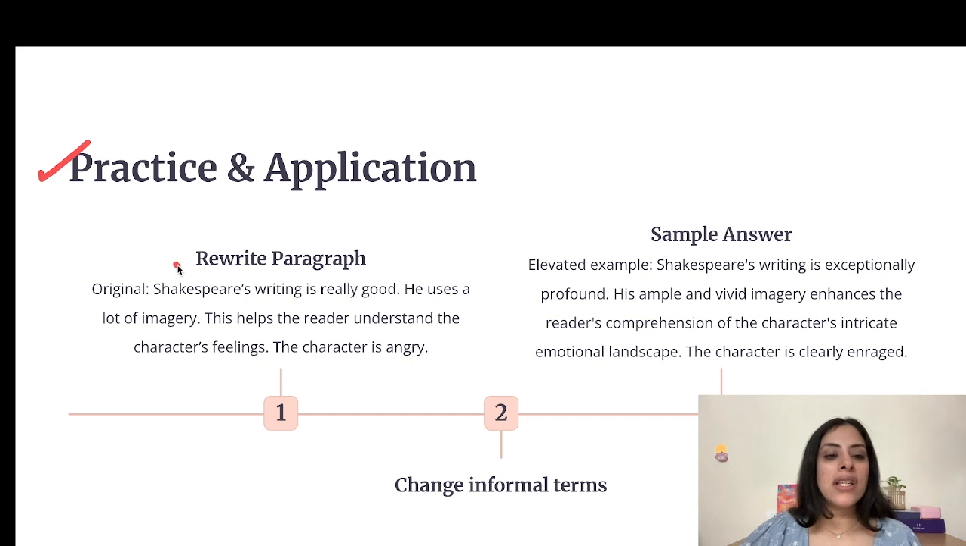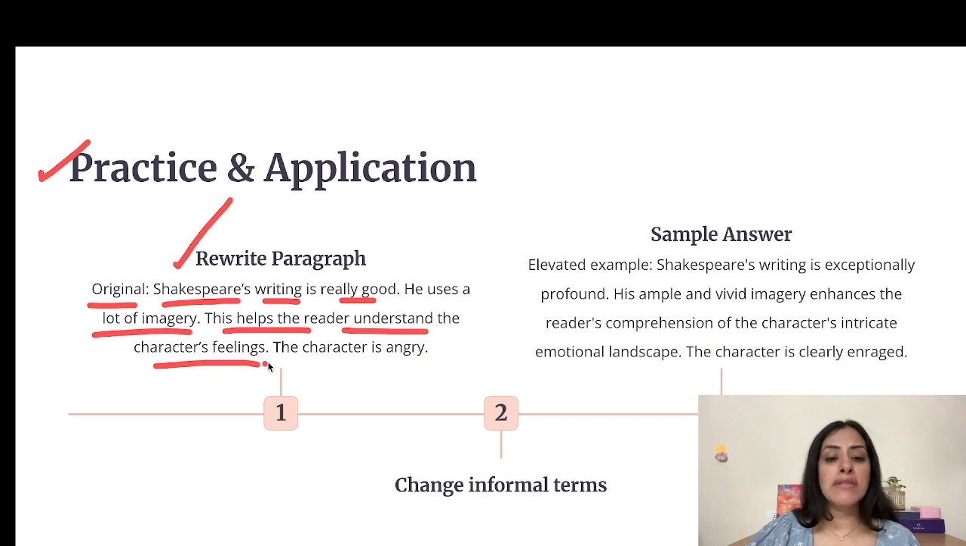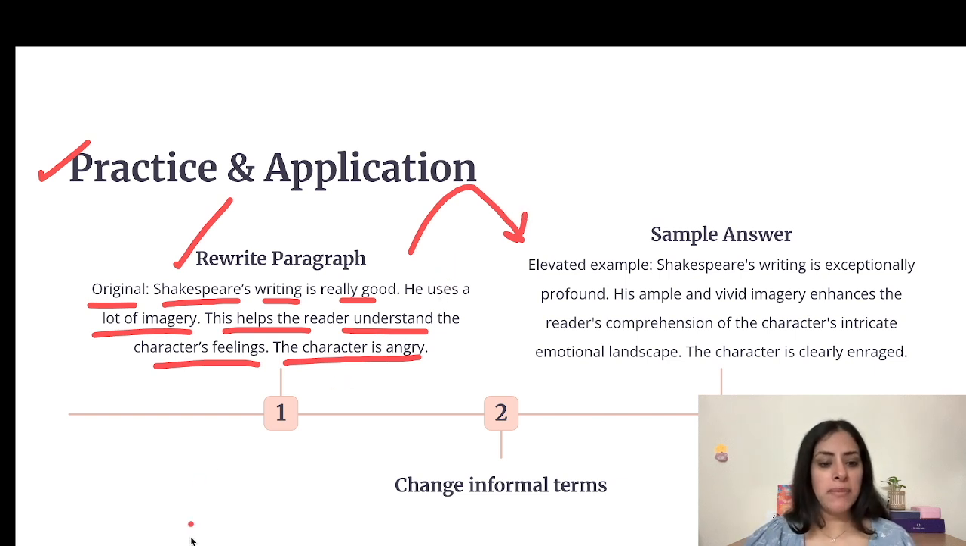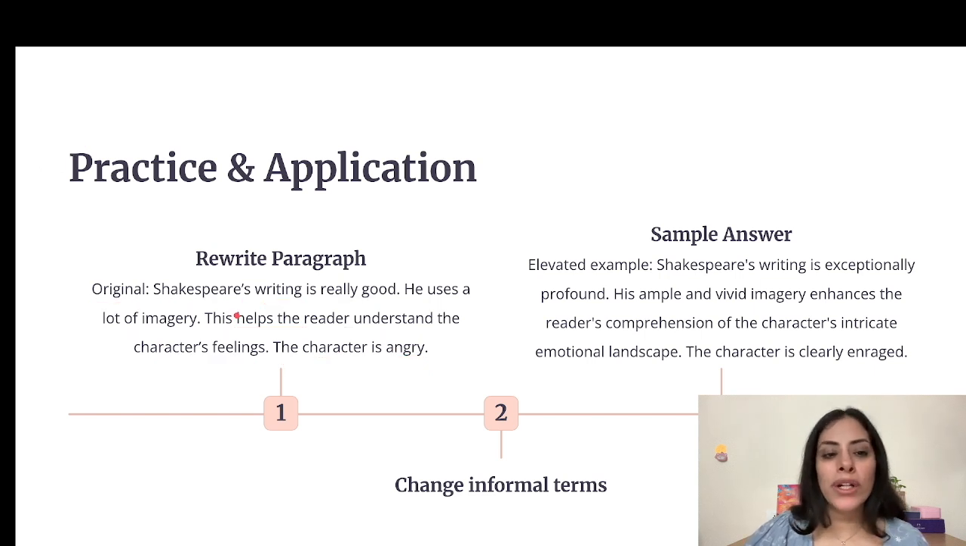So there's a question which I have for you, and I will share the answer with you. The original one is: Shakespeare's writing is really good. He uses a lot of imagery. This helps the reader understand the character's feelings. The character is angry. So this is how a student would write, but we should always try to make it better. So an elevated version of it must be, I'll erase the screen so that I can make more comparisons. Shakespeare's writing is really good.